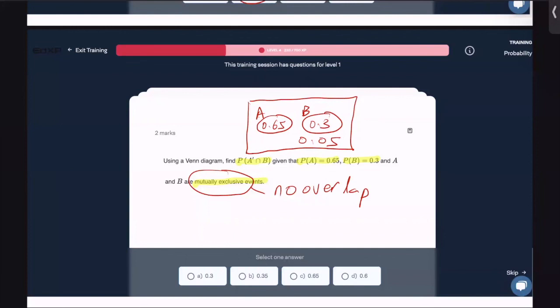What do we want? We want to find the probability of A prime intersect B. So where does not-A and B overlap? Only at B. So the answer is 0.3. So the answer is A.